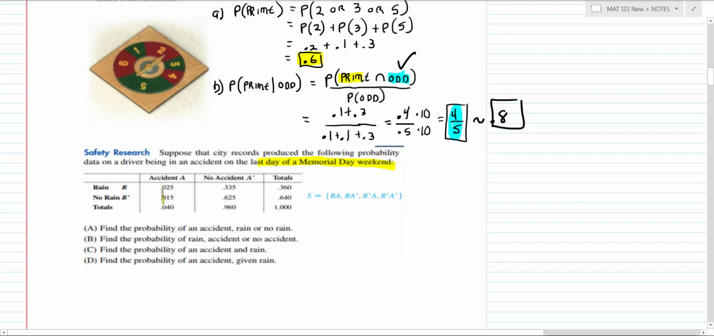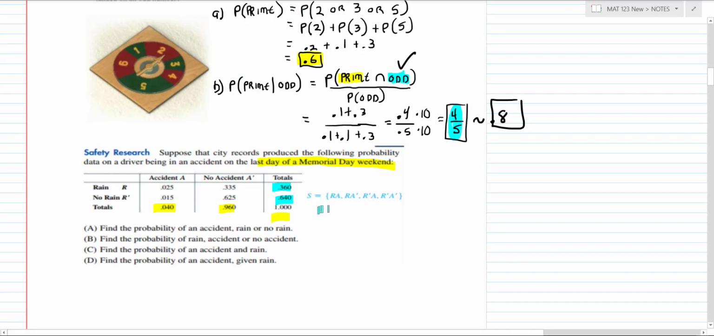So regardless of whether it rain or no rain, the total probability of having an accident is 0.040. The probability of not getting an accident is high, which we would hope, about 96%. So notice those two numbers add up to 100%. Okay, then this says this is the probability of rain. This is the probability of not rain, so that's 100%. So always this row and that column both add up to 100%.